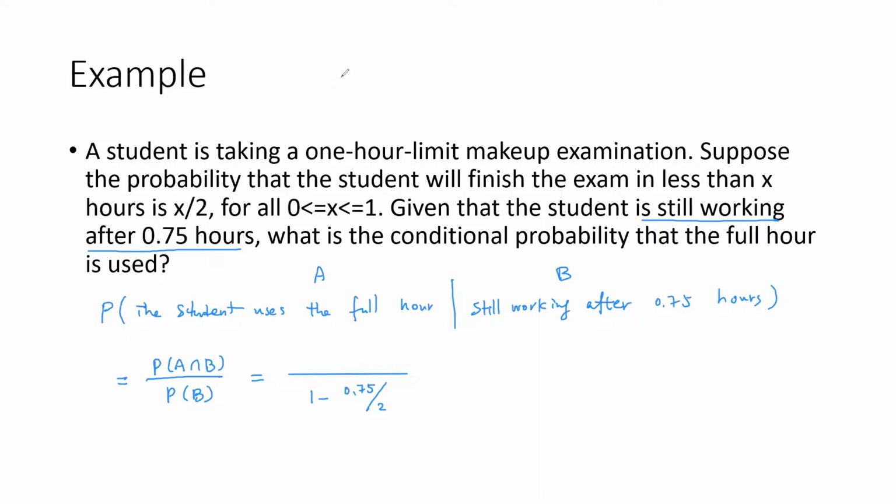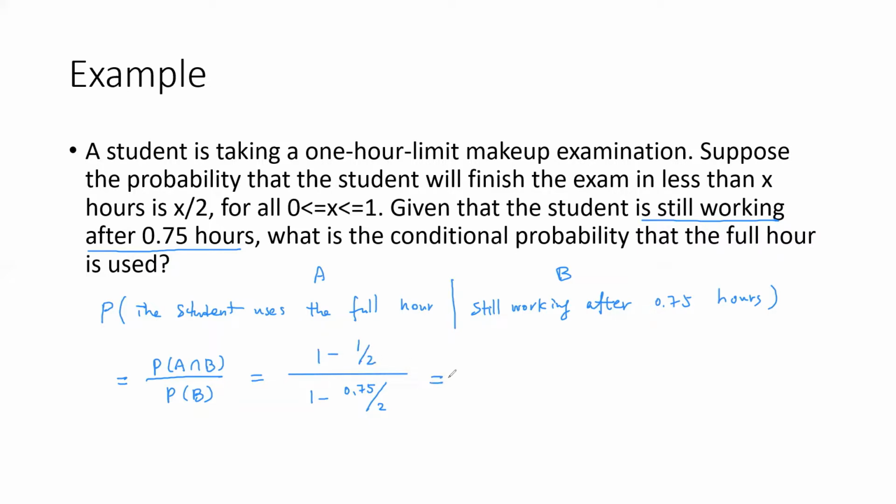simply A itself, right? Because the student is still working after 0.75. The student uses the full hour, that's implying the student works after 0.75. So A is like a smaller subset. It's a subset of B. So the intersection is simply A. That's just the probability of A, which means the student uses the full hour, which means the student didn't finish the exam within 1 hour. So it's 1 minus 1 out of 2.